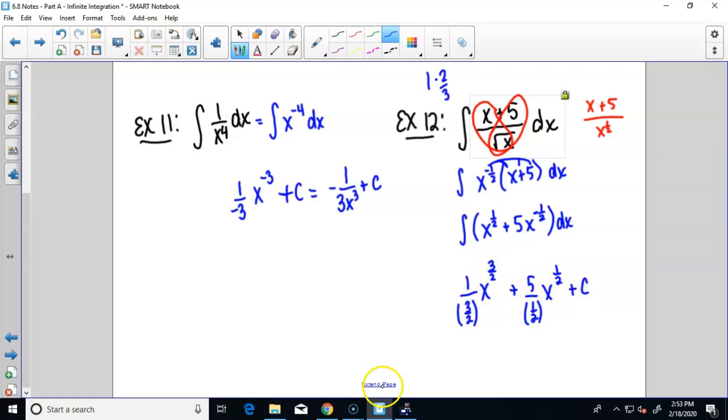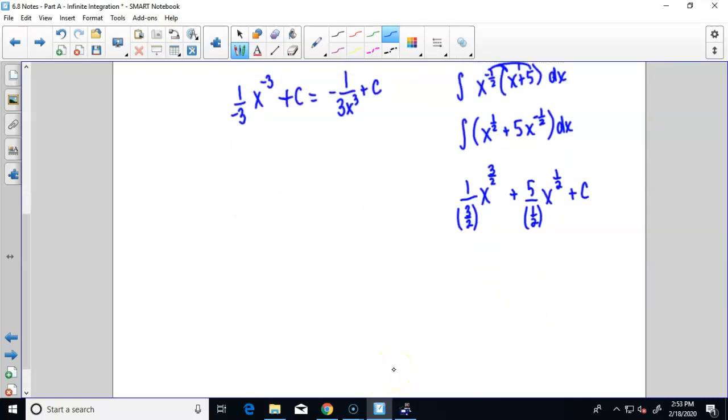If you can do this part in your head, go ahead. That's wonderful. But I would rather you be slow than wrong. So if you need to, write that extra step there. So 1 divided by 3/2, dividing fractions easy as pie, flip the second and multiply. That's going to give you 2/3 x to the 3/2. And then right here, 5 divided by 1/2, that's 5 times 2 over 1. So that is going to give us 10 x to the 1/2 plus c. Okay, questions?